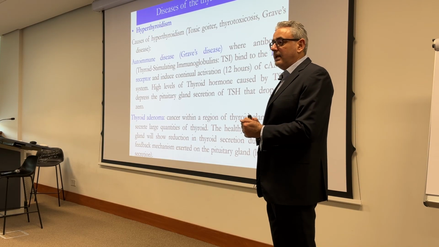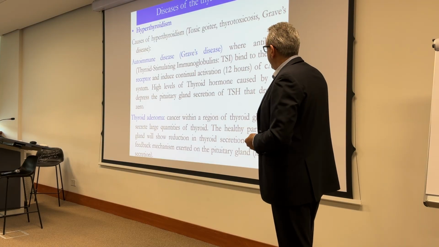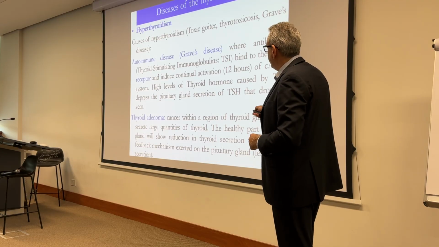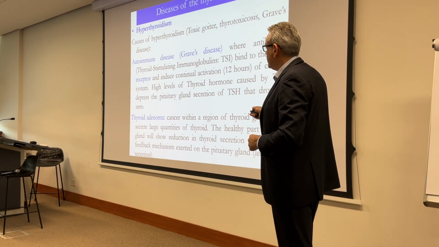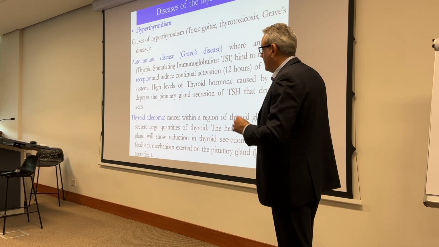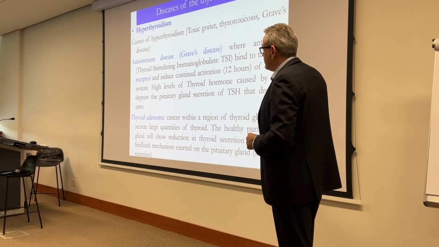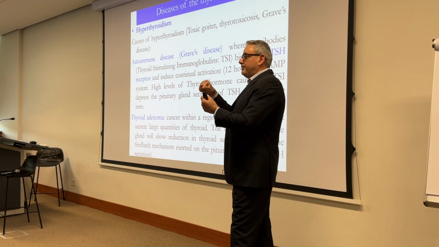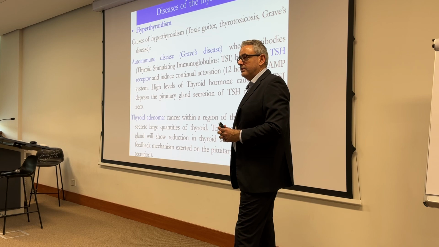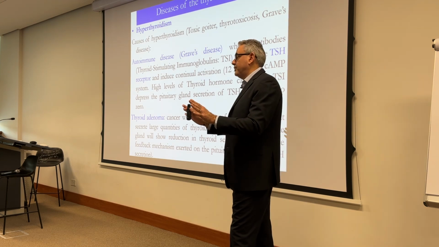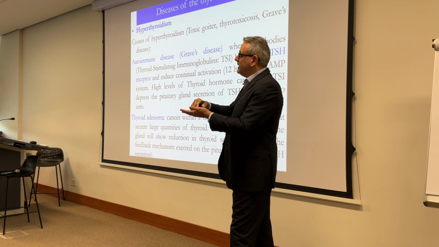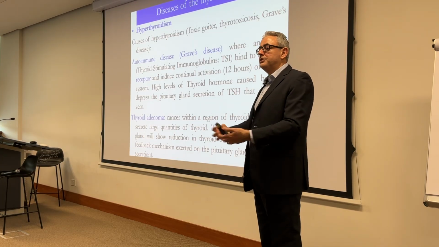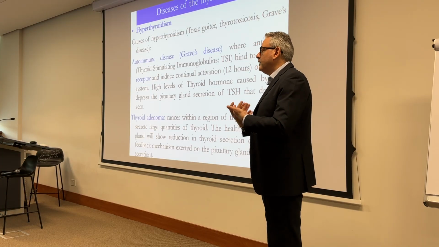In this particular case, it's an autoimmune disease. The antibodies are directed towards the thyroid stimulating immunoglobulin, we call it TSI. They are directed towards the TSH receptor. So when they bind to the TSH receptor, they activate it without the TSH hormone. So when they activate it, there is an increase in the cyclic AMP production, and there's a huge production of T3 and T4.